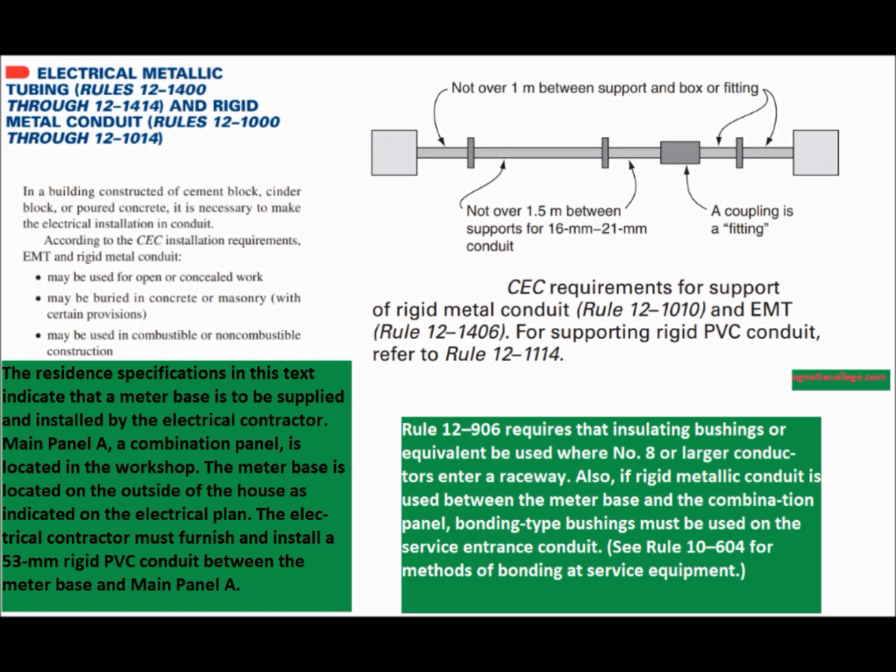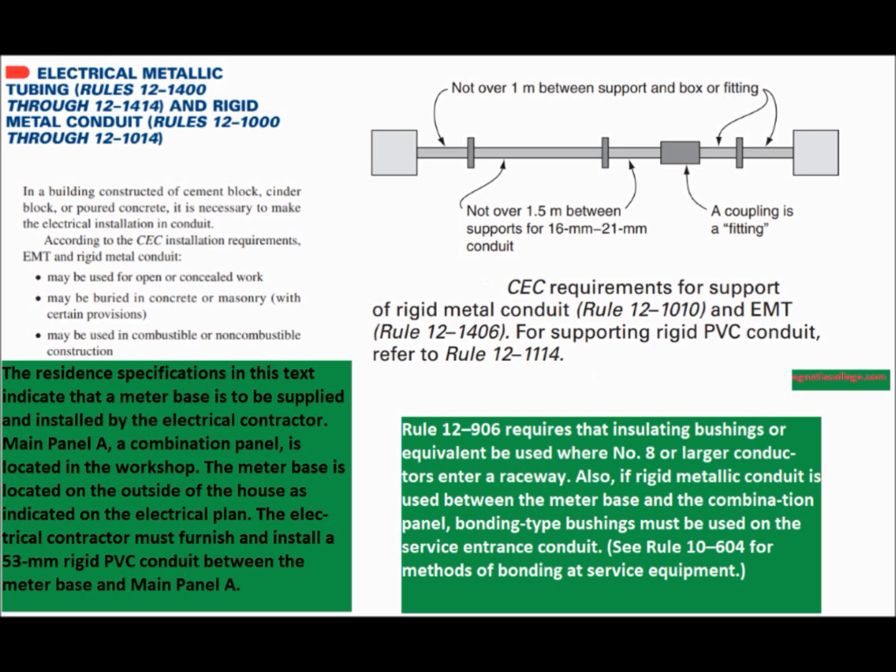Main panel A, a combination panel, is located in the workshop. The meter base is located on the outside of the house as indicated on the electrical plan. The electrical contractor must furnish and install a 53 mm rigid PVC conduit between the meter base and main panel A. Rule 12-906 requires that insulating bushings or equivalent be used where number 8 or larger conductors enter a raceway. Also, if rigid metallic conduit is used between the meter base and the combination panel, bonding type bushings must be used on the service entrance conduit.